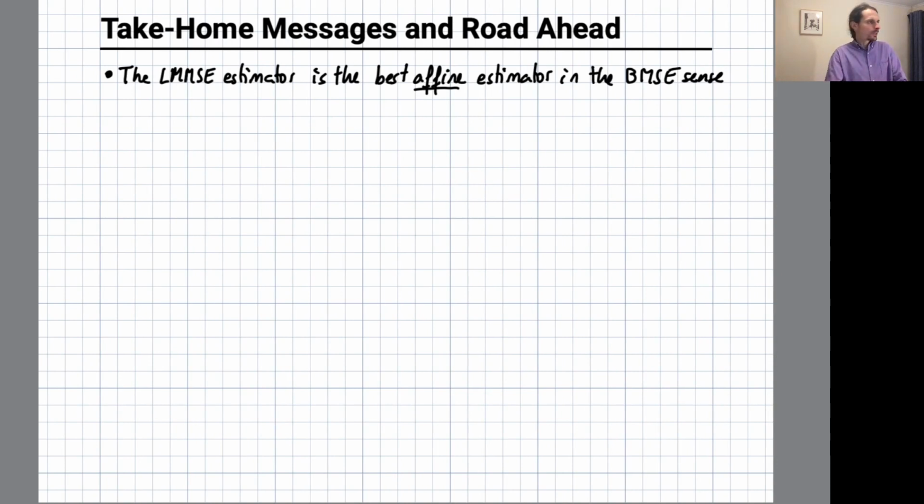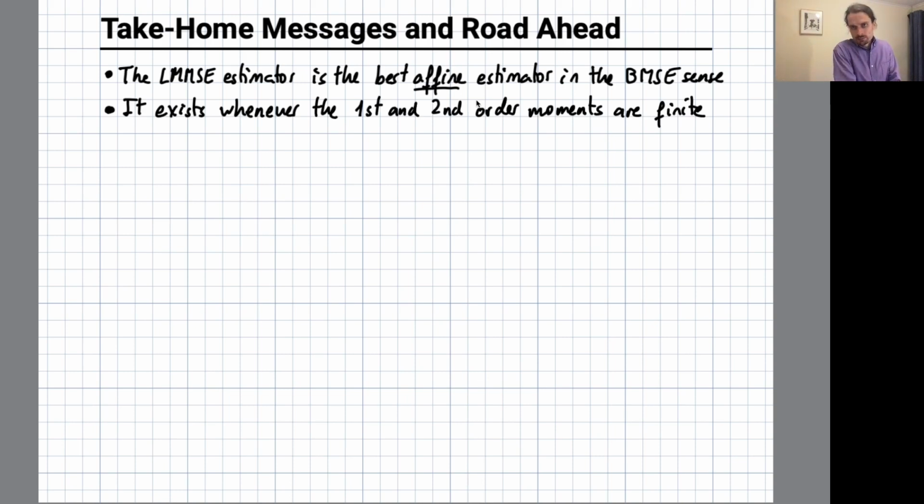So let's wrap up. Remember that we define the LMMSE estimator as the best affine estimator in the BMSE sense. Okay, be careful and remember that although we have the word linear in the name of this estimator, it need not be linear. It is linear only when the means of the data and parameters are 0, right? But in general, it is affine. It can be obtained just by using the first and second order moments. So in general, or in most cases, it will exist, right?